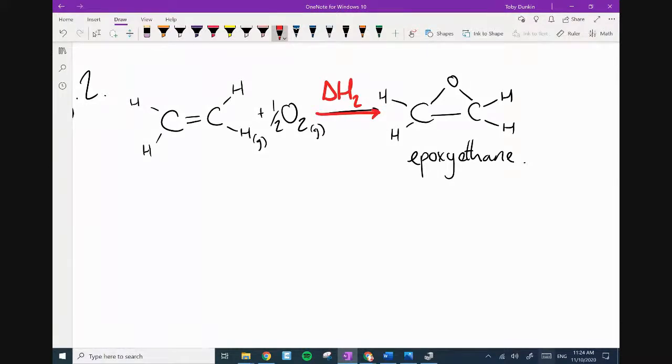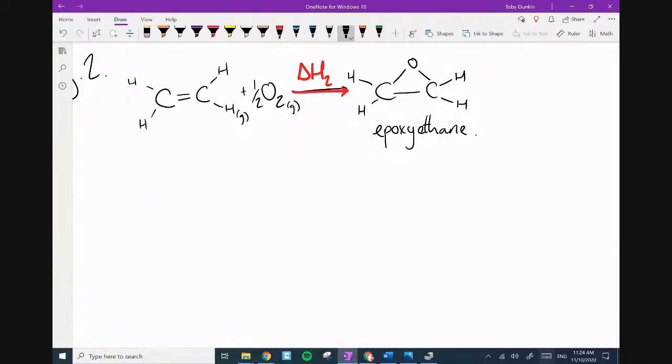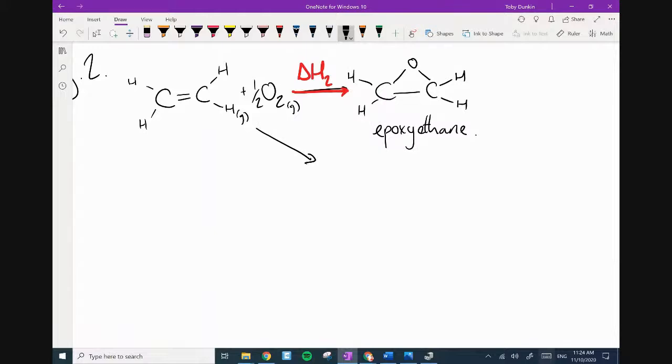It's very, very difficult to get that reaction to happen, because what's simply going to happen instead is it's going to combust. I'm going to form CO2 and water. If I take ethene and react it with pure oxygen, it's going to burn. Madness to think it'll do anything else. This is the reaction that will happen. It'll just go through combustion.